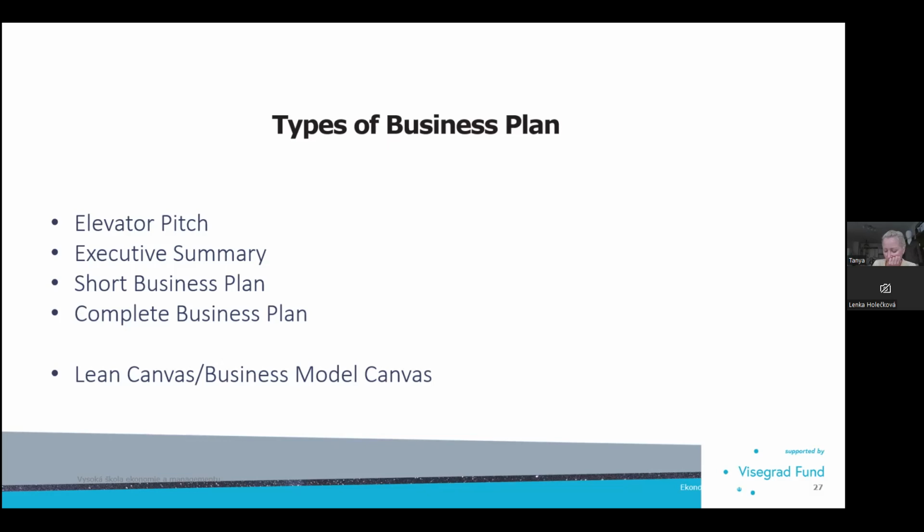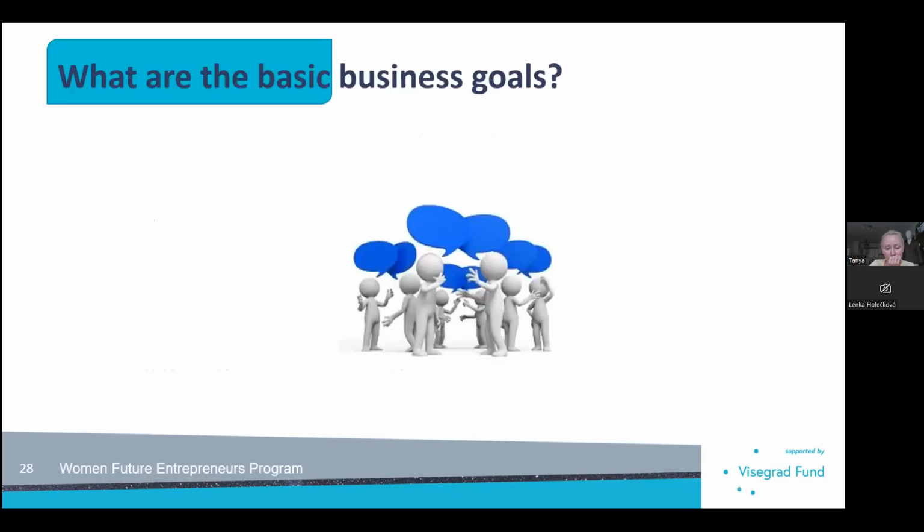And then we have a short or complete business plan. It depends on our plans with cooperation. For instance, we don't want to outline all our information, our know-how, so we have a shorter form of business plan, and in the complete form we are sharing all the information. And we outlined also the forms of lean canvas and business model canvas. You can choose also one of these two forms that are relatively useful, and we will work with them more deeply in a while.